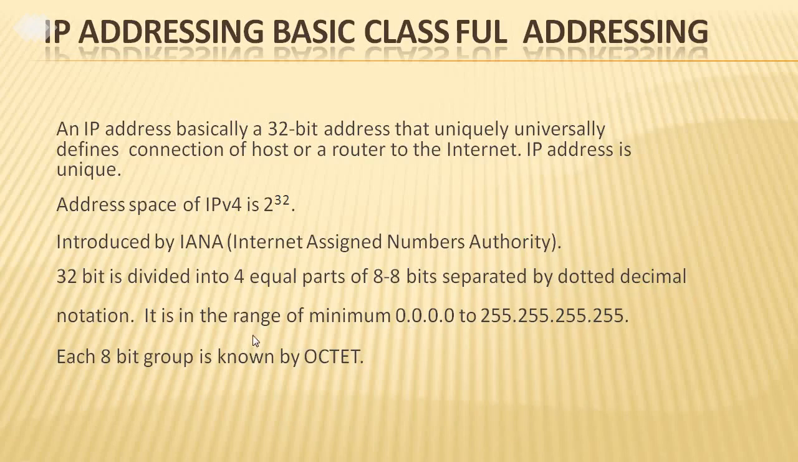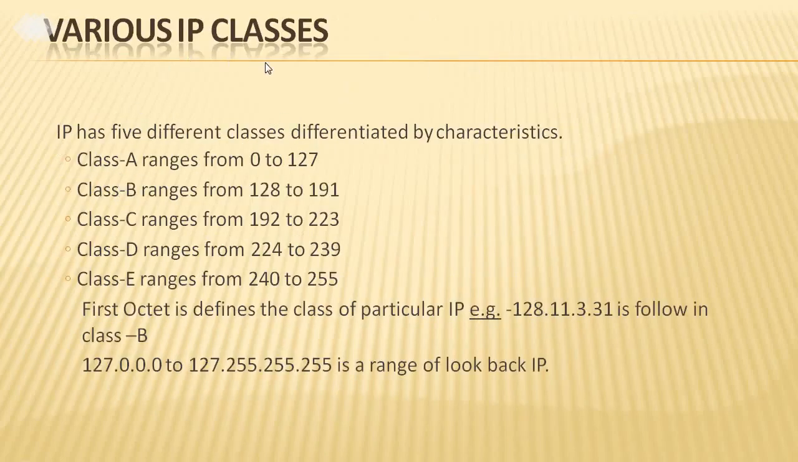So the range is minimum 0.0.0.0 to 255.255.255.255. These 8 bits represent an octet decimal number. Each 8-bit group is known as an octet. Now, various IP classes. IP has 5 classes, which I have already mentioned, so let's learn about the 5 classes. These 5 classes differ by their characteristics.